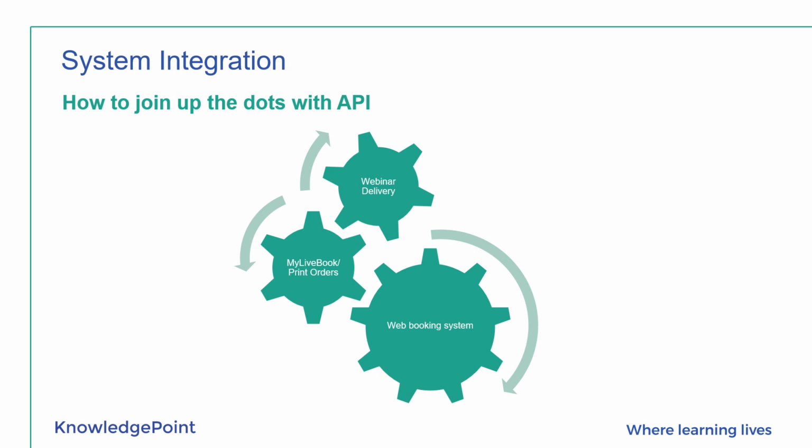And then when the timing is right, an email can go out to the students telling them how they're going to join the classroom, how they're going to get their materials on My Livebook, or advising them that the print is on its way. So that's just a little flavour of what API can do. If that's something that's of interest, then KnowledgePoint has lots of experience in connecting such systems, and we'd be happy to talk to you about that.